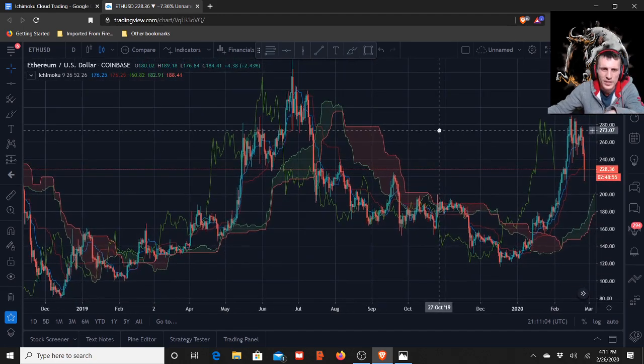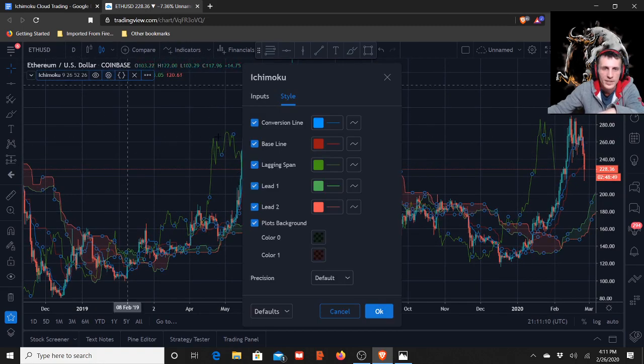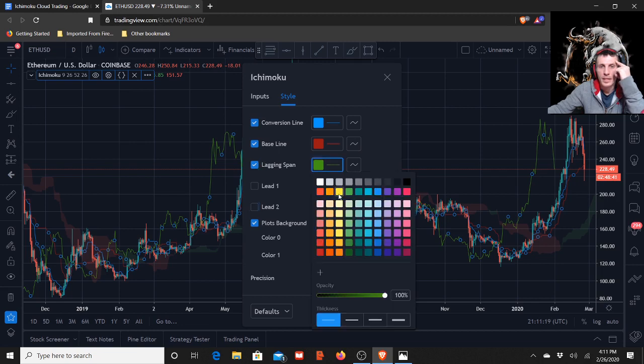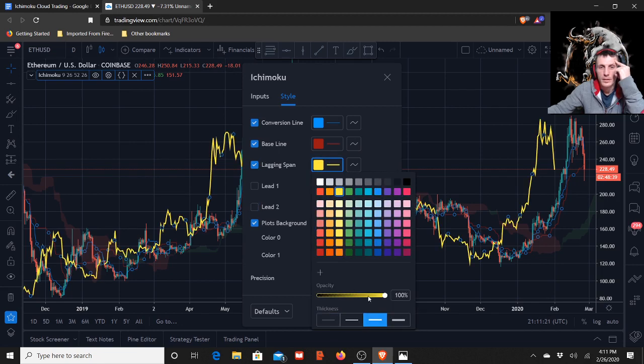It's so hard to decipher with all these lines. That's why I go into the settings and I take off Lead 1, Lead 2, and I make everything a bit bigger.